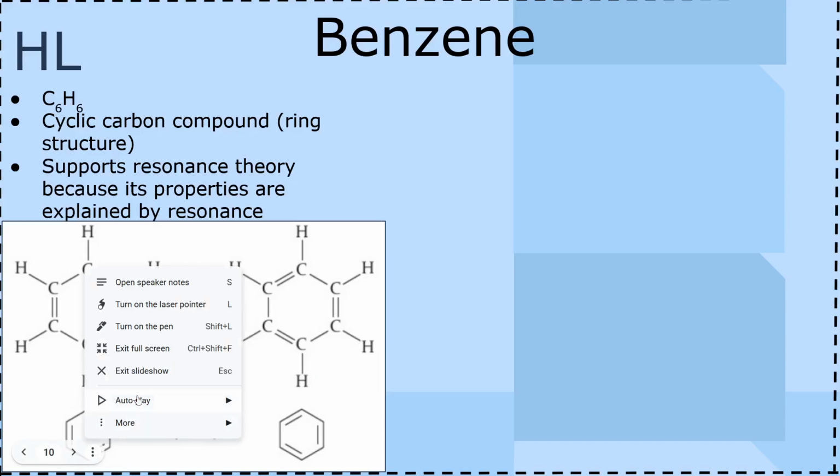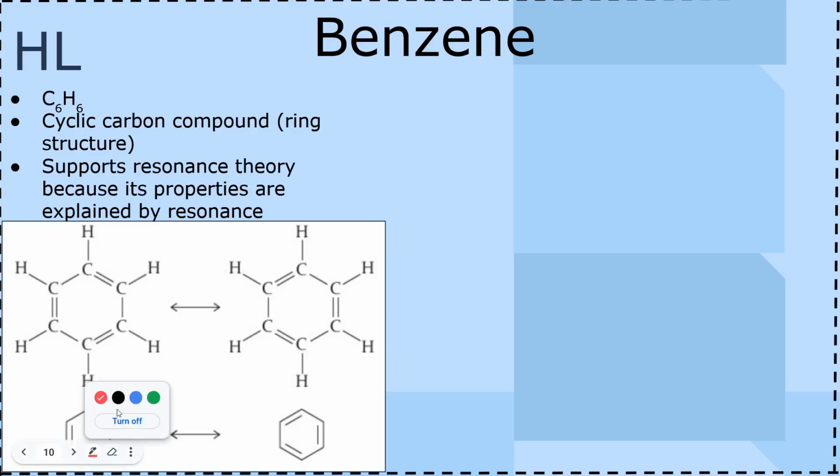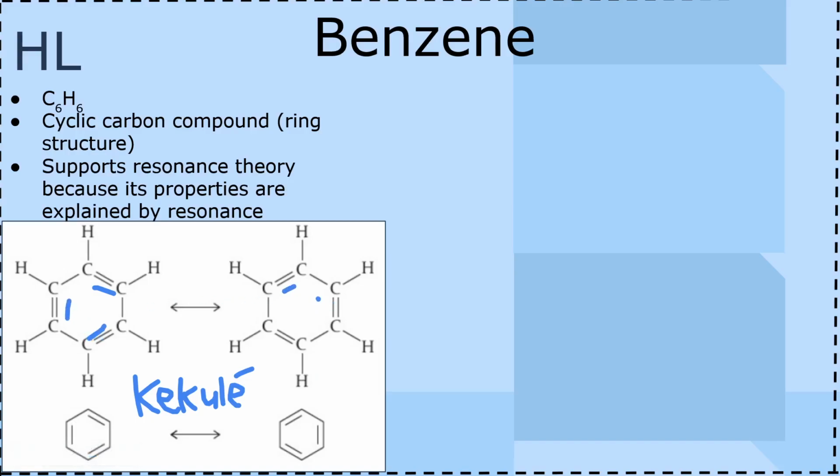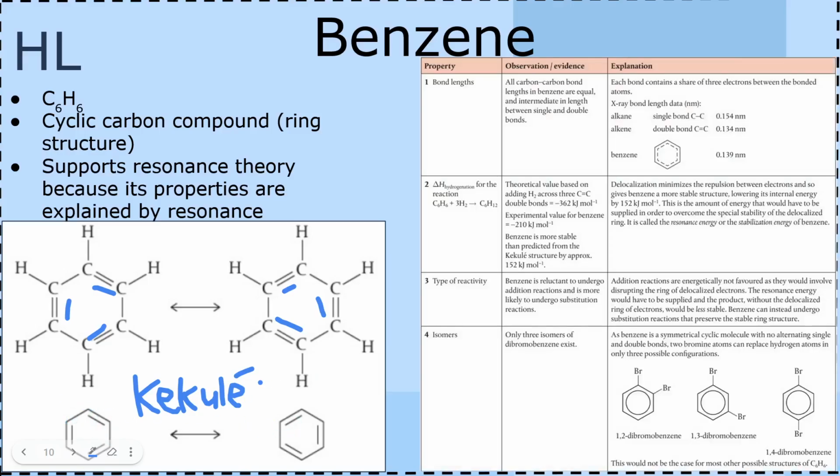So if I go here and get a pen, I don't like this color, let's go blue. This is what's called the Kekule structure of benzene. Now, this is where the double bonds between carbons are alternating, right? And so you might see the Kekule structure drawn like this or drawn like this. It's always going to be this hexagonal shape with alternating double bonds.